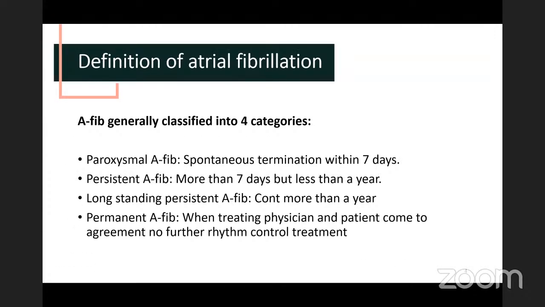So atrial fibrillation is classified into 4 categories. First category is paroxysmal atrial fibrillation, where you have atrial fibrillation that spontaneously terminates within 7 days. Persistent AFib is when you have more than 7 days, but less than a year. Long-standing persistent AFib is when it continues more than a year. Permanent atrial fibrillation is the term used when the treating physician and the patient come to an agreement that no further rhythm control treatment is needed.